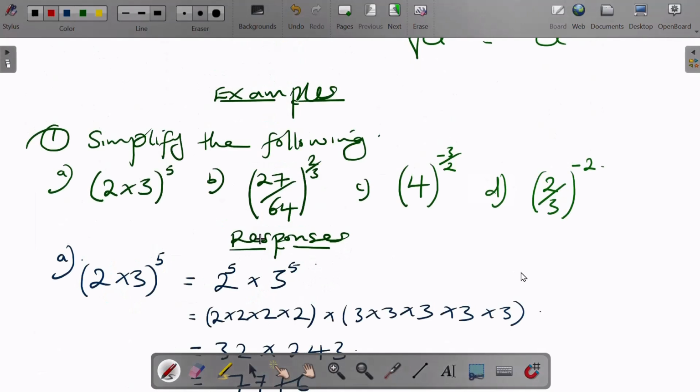And please try out part D, which is this one. Try it out and please drop the answers in the comment section.